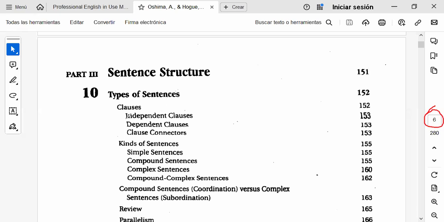We were talking about this. We have here something about clauses. Okay, more information about this page. Maybe we can, how do you say this? We can understand more detailed. There are more detailed information here about this kind of dependent clause, clause connected. Okay.